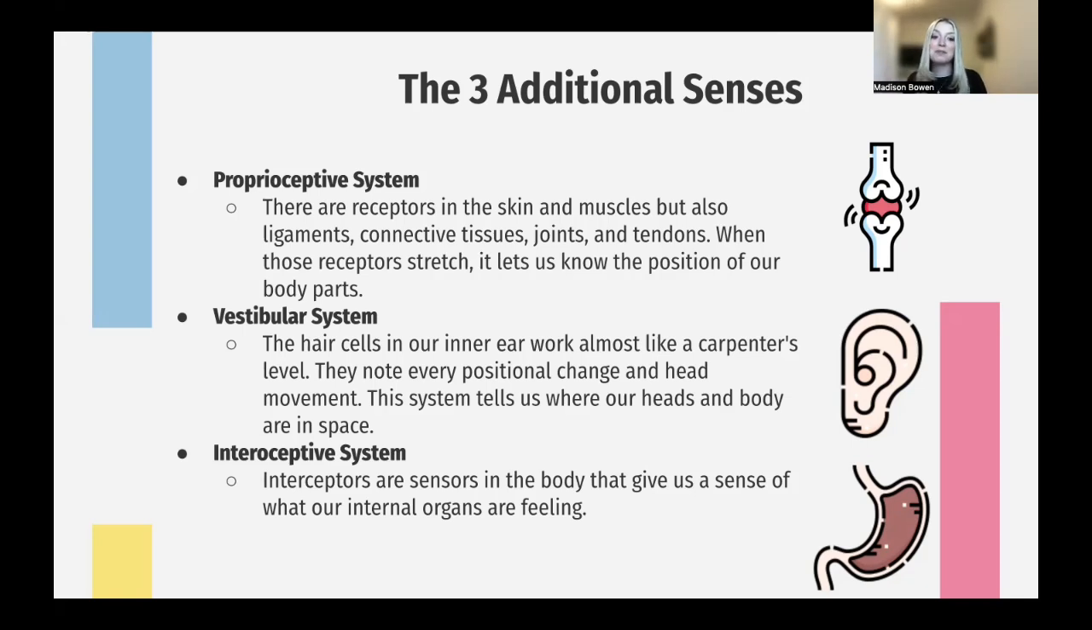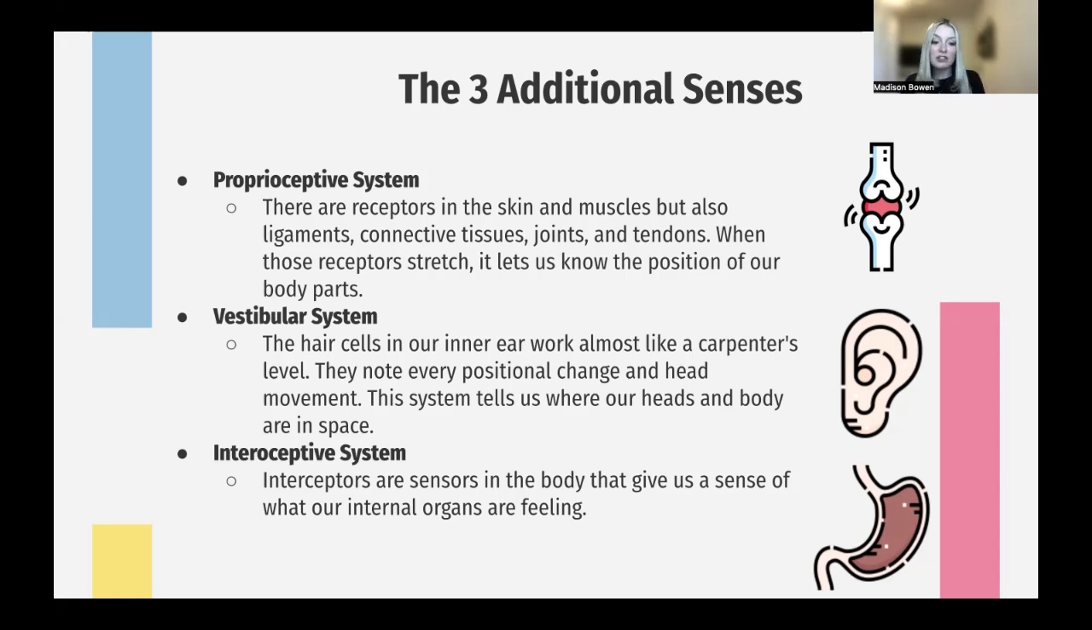So the proprioceptive system, there are receptors in the skin and muscles, but also ligaments, connective tissues, joints, and tendons. When those receptors stretch, they let us know the position of our body parts. So, for example, you may be sitting in a chair right now. It's letting you know where each of your body parts are in connection to that chair, but also to the ground, to the arms of the chair.